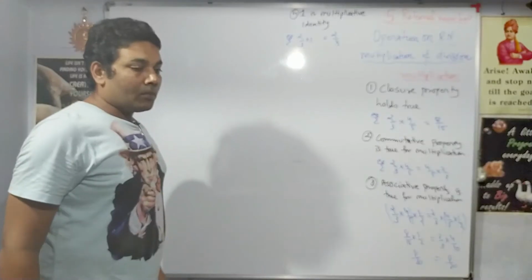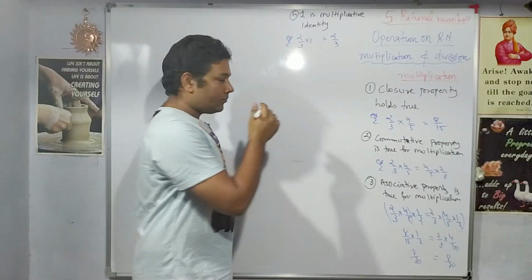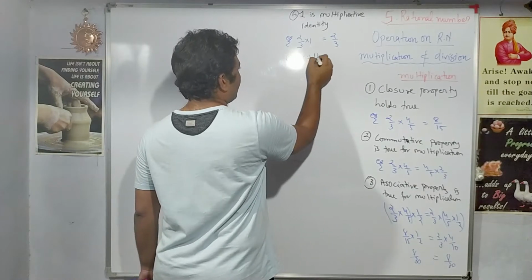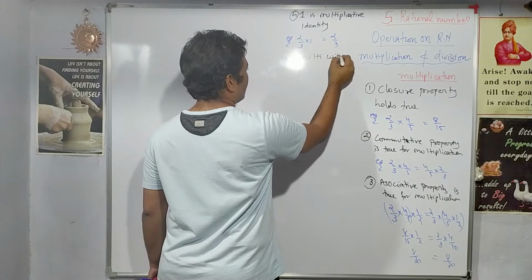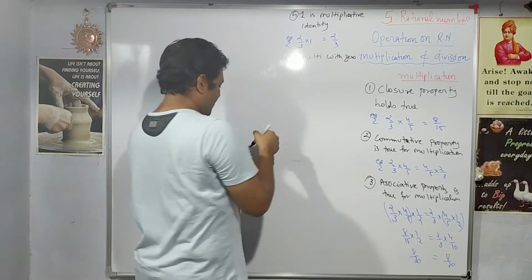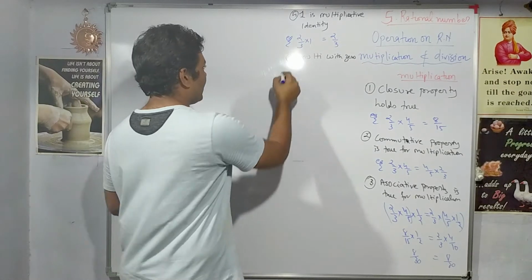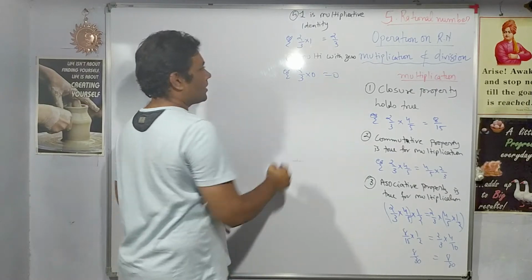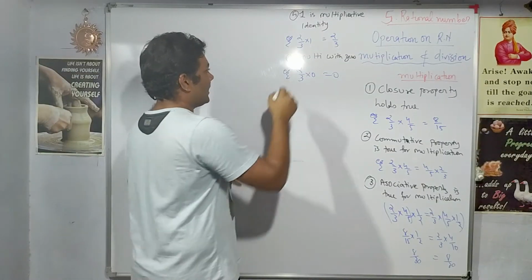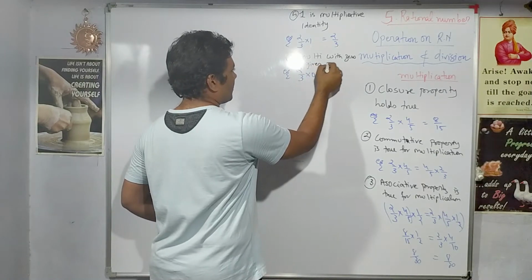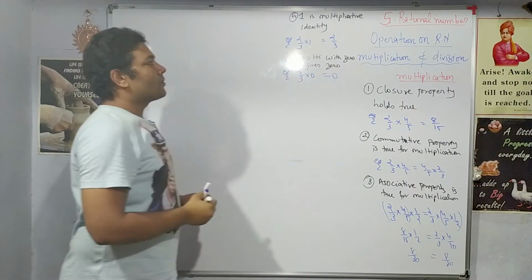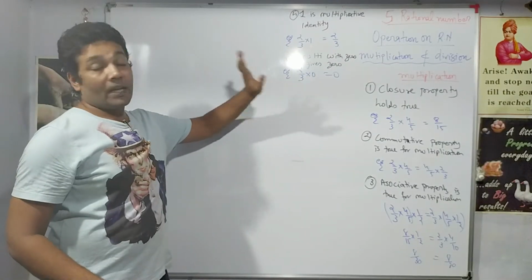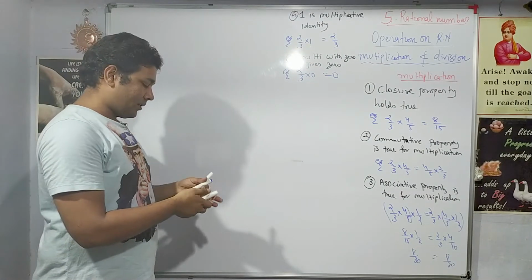Then the fifth one we have is the property of multiplying with 0. What does this property say? This property says that if you multiply any number with 0, the answer will be 0. So multiplication with 0 gives 0. That is what the fifth property says. If you multiply 0 with any number, you will get 0.